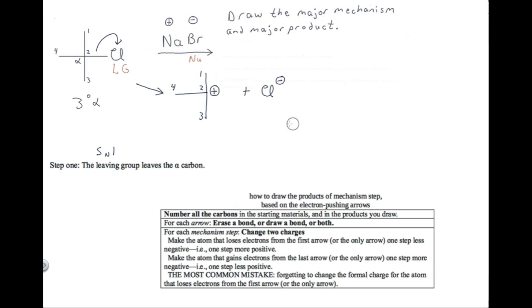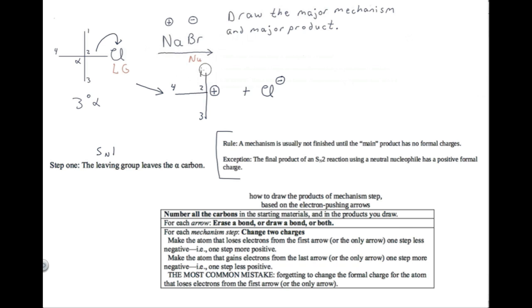Now we have to decide, are we done or do we need another mechanism step? Well, it should be obvious that we're not done. We need another mechanism step. There's two ways to see that the mechanism is not finished.